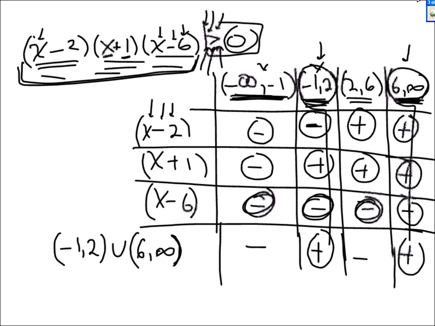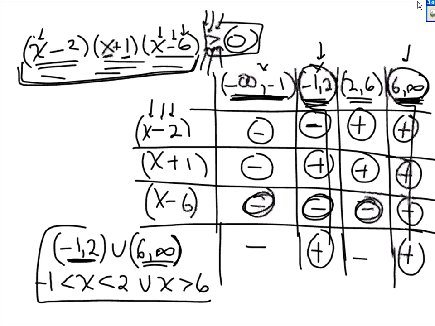And there it is. If you wanted it in interval notation, this is a between interval. X is in between -1 and 2. Or, these numbers are all bigger than 6. Or X is bigger than 6. So these are two ways of writing the same answer.